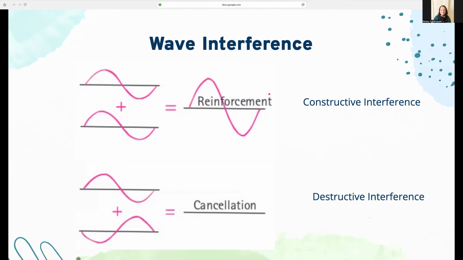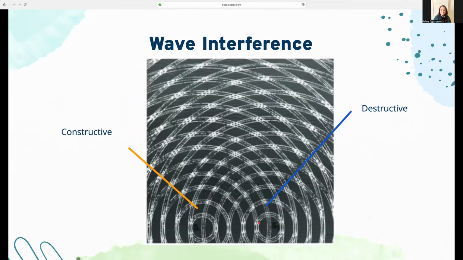And then if they are out of phase, where the trough and a peak meet instead of the peaks and the troughs meeting, you get destructive interference where the wave cancels out instead. So you can see this here. We have destructive interference for these dark spots, and then constructive interference for these light spots.